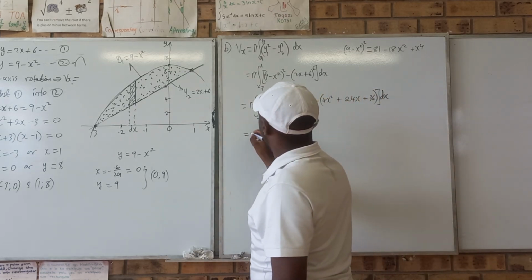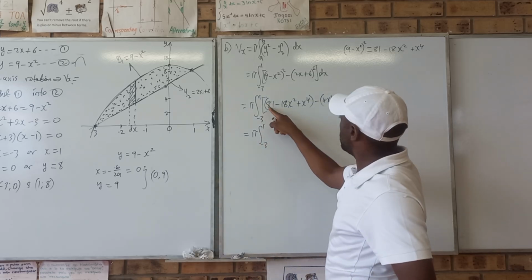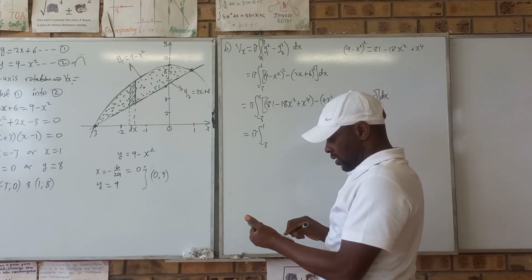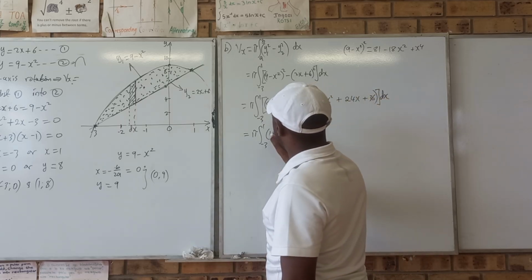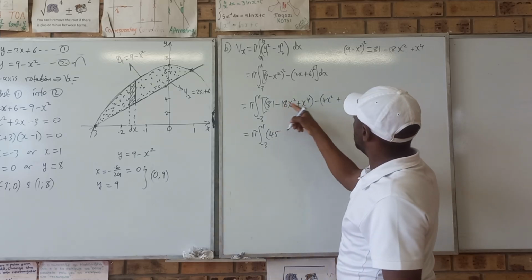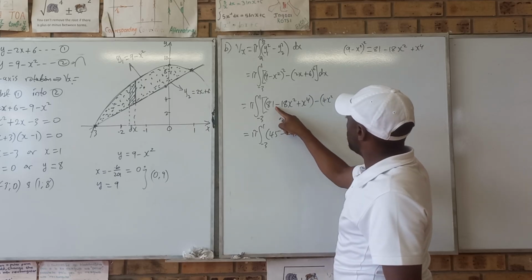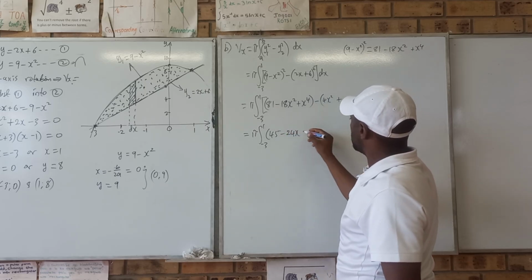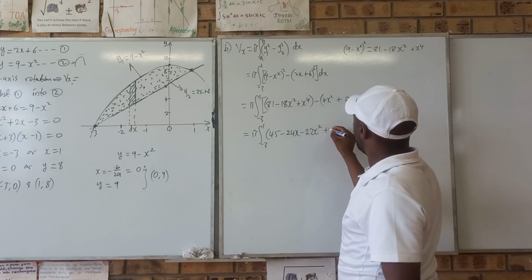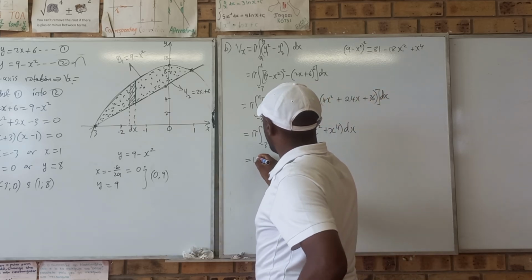So I can now pull like terms together inside the bracket. I'll take 81 minus 36, that gives me 45. Then the term in x is alone, there's no other term in x, so it will be negative 24x. Then for x squared, you get negative 18x squared minus 4x squared, which is negative 22x squared. Then the term in x to the power 4 is also alone. Then I can now do my integration.